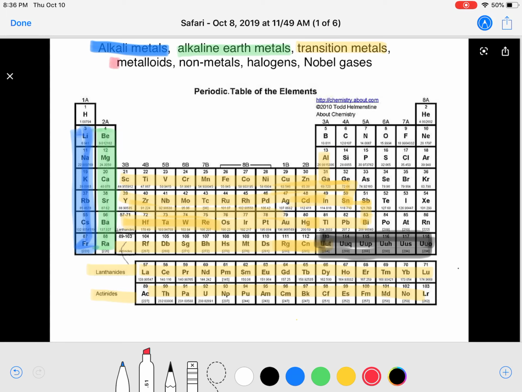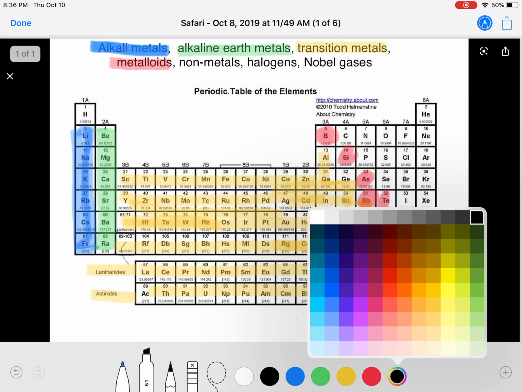So the next ones that we have are the metalloids. The metalloids are the staircase ones that you might have seen. So make sure you pay attention to which one of these you're coloring in. They're sort of in between metal and non-metal, so they share a bunch of different properties.